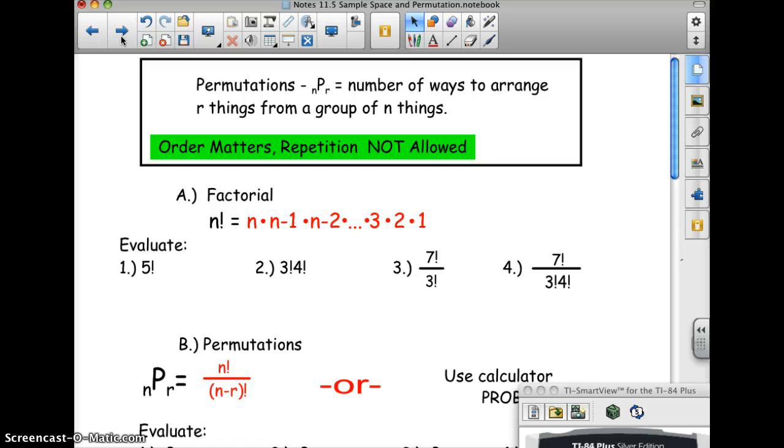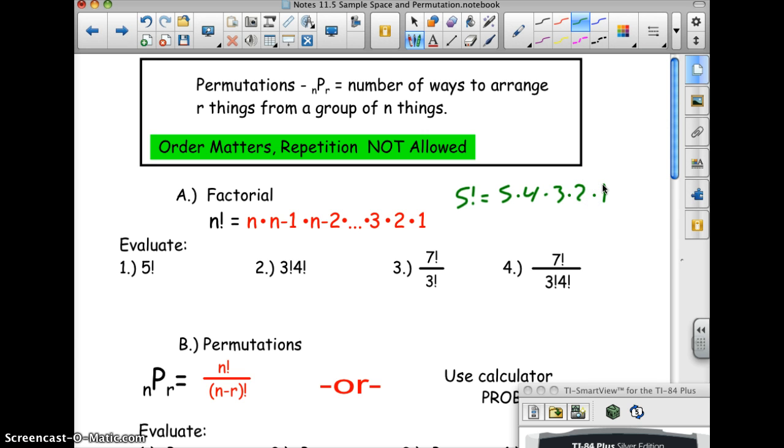So, oh well, I ruined it. Moving on. Permutations. NPR equals the number of ways to arrange R things from a group of N things. The order matters and repetition is not allowed. What we have here is a definition of factorial, which I talked to you about. You guys get a little confused when we generalize and have n times n minus 1 times n minus 2. Specifically, 5 factorial is 5 times 4 times 3 times 2 times 1. Whatever it is, you start with that number and multiply until you get down to 1.